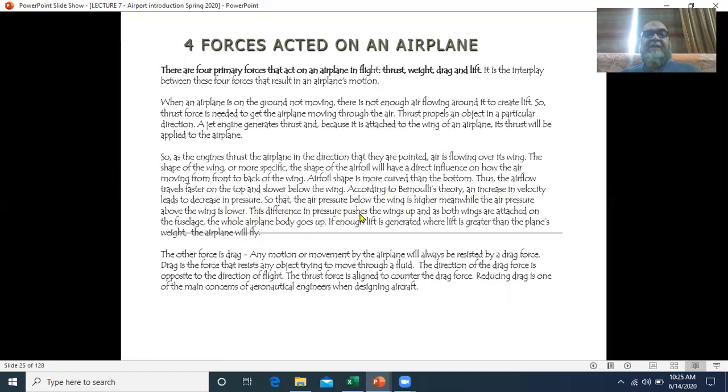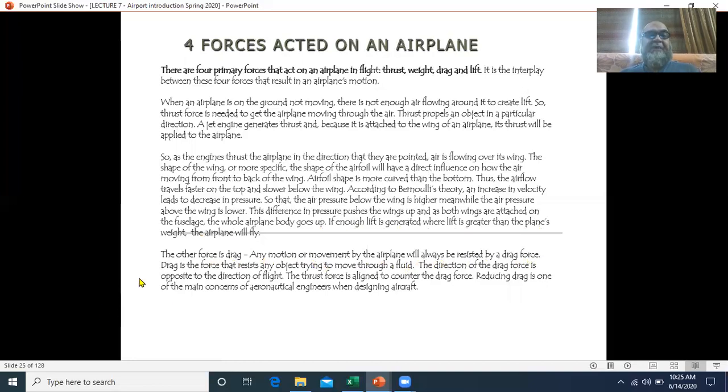This difference in pressure pushes the wings up, and as both wings are attached to the fuselage, the whole airplane body goes up. And if enough lift is generated, where lift is greater than the plane's weight, the airplane will fly. Now, the other force, drag: any motion or movement by the airplane will be resisted by a drag force.